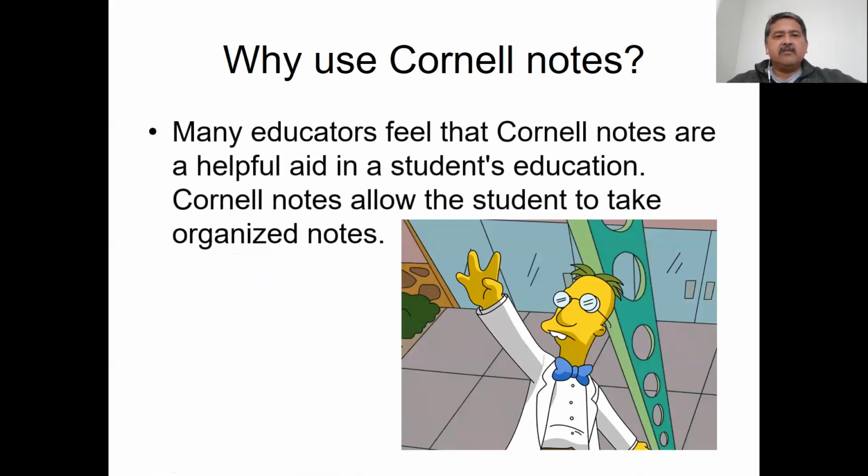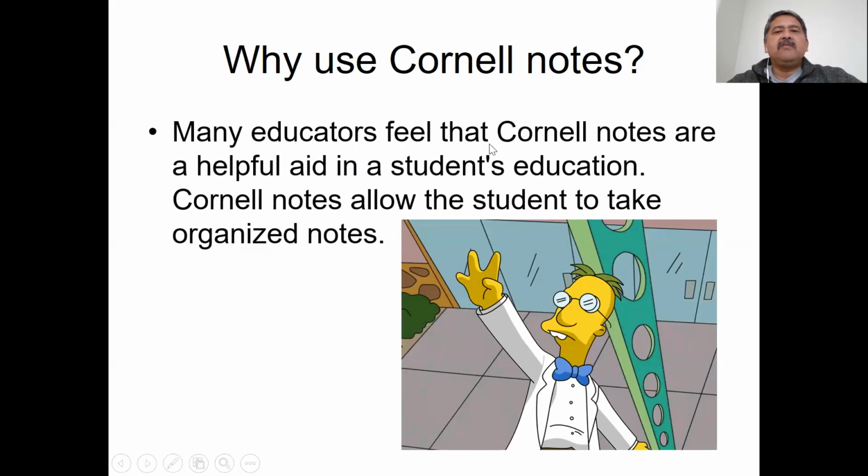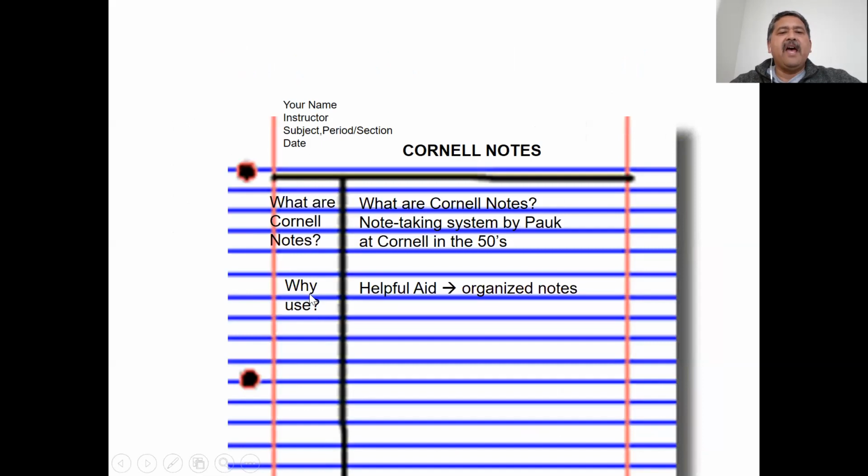So why should we use these Cornell notes? Well, many educators feel that Cornell notes are a helpful aid in a student's education. Cornell notes allow the student to take organized notes. You could write every single word, but I would be gone. I would change the slide before you were ready. But if you wrote just these 4 words and a symbol, helpful aid leads to organized notes, you would have all the information that you need from the slide. You even have the Cornell question again: why should we use Cornell notes? But notice that I didn't even write all of that. I just wrote, why use? When we're taking Cornell notes, we want to write as little as possible, but we want to have all the information.